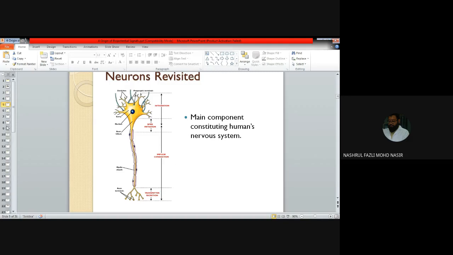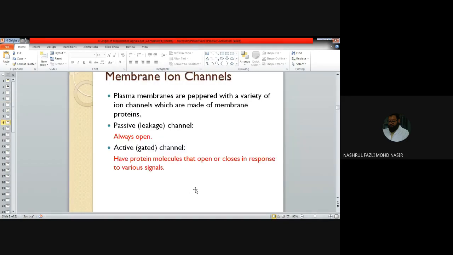Let's go to page number 8. Now, just now we talked about the neuron.